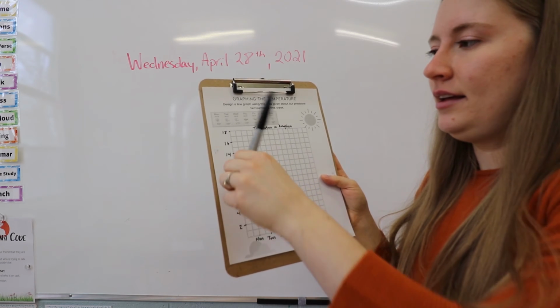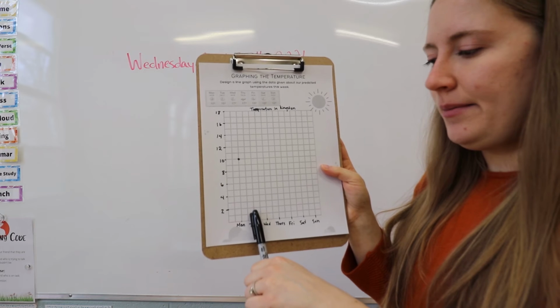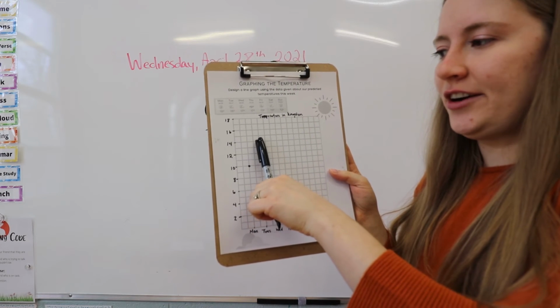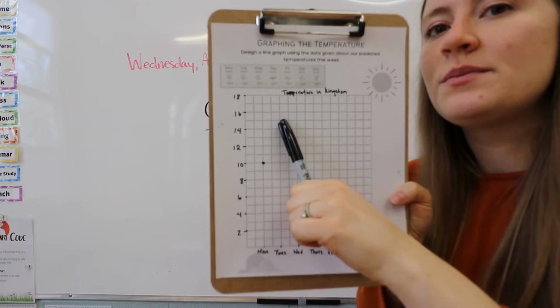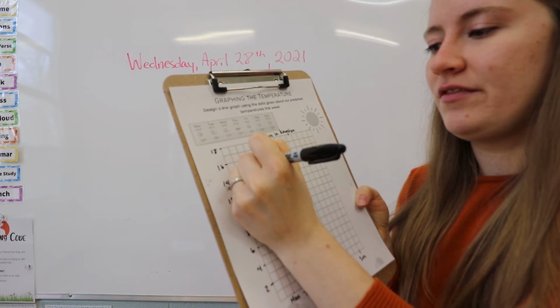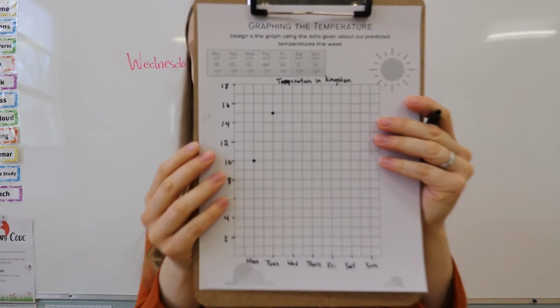And then next, Tuesday is at 15 degrees. So I'm going to follow Tuesday up. We know that 15 is between our markers, but because we've spaced it evenly, we just put it squarely between 14 and 16 because we know that that is 15. So I filled in Tuesday's dot.